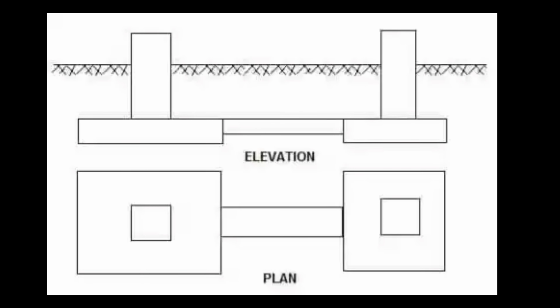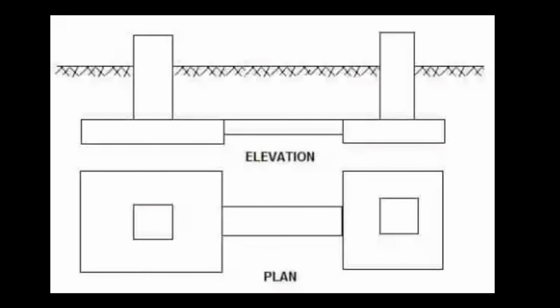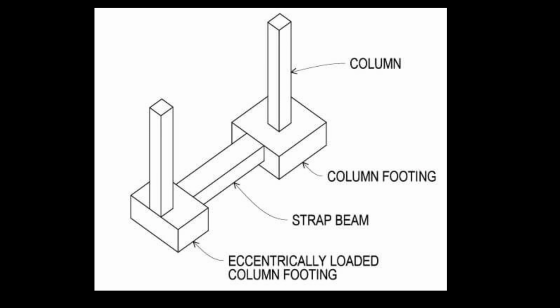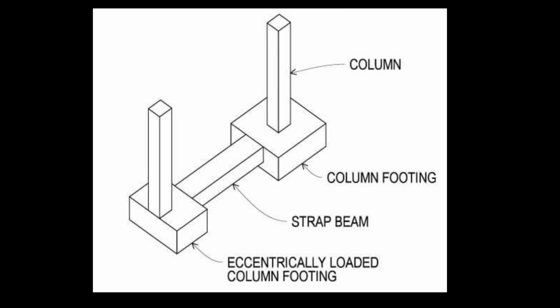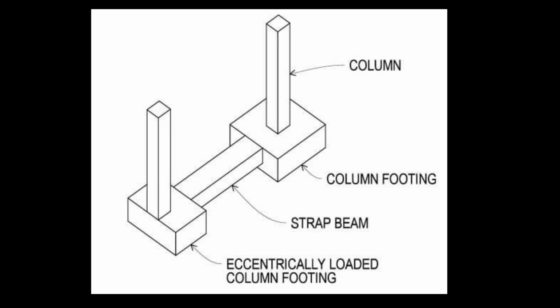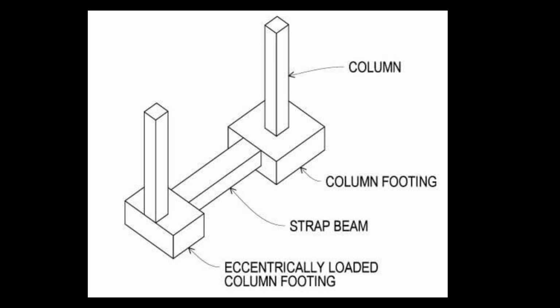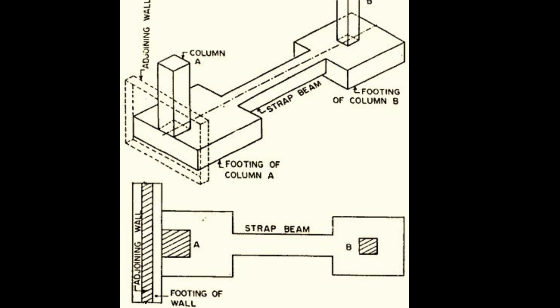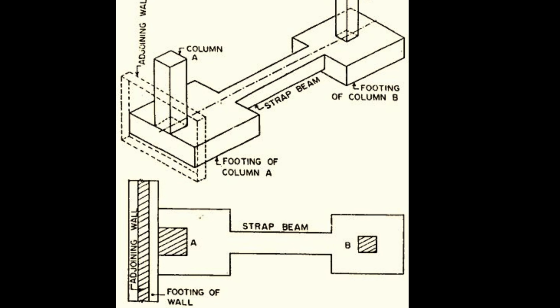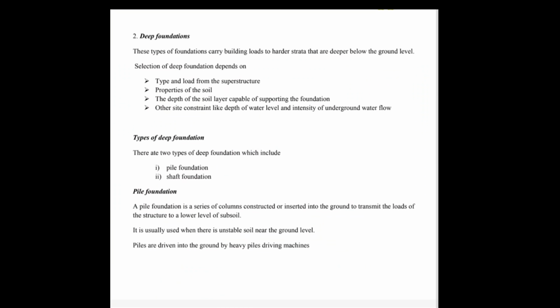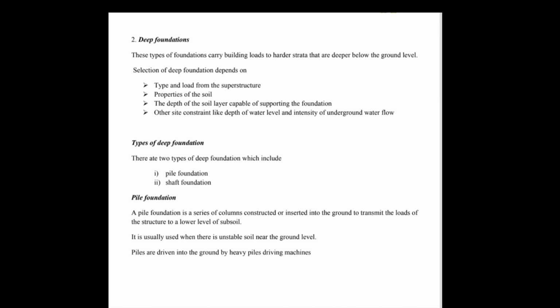Strap foundation. These are types of shallow foundation which consist of 2 isolated footings connected by a structural strap. The strap connects the 2 footings to behave as one unit. They are designed as a rigid beam. The individual footings are designed in such a way that their combined lines of action pass through the resultant of the total load.